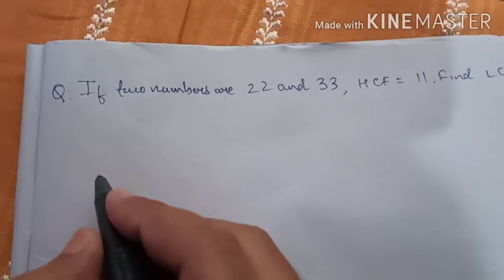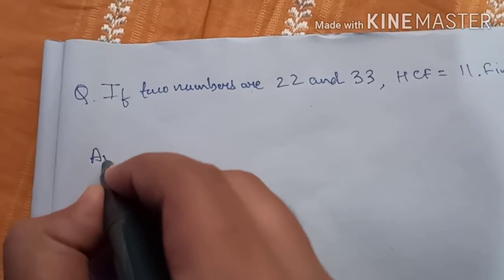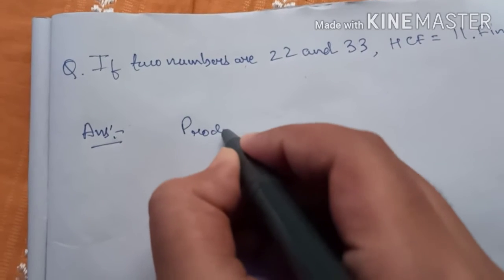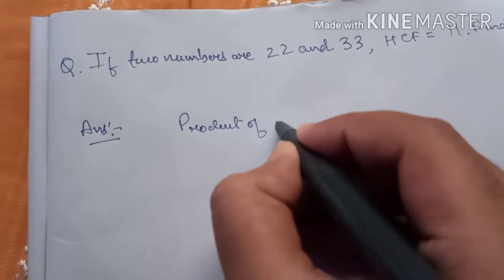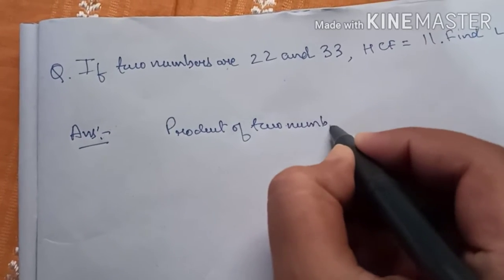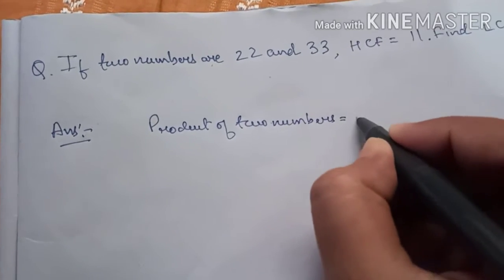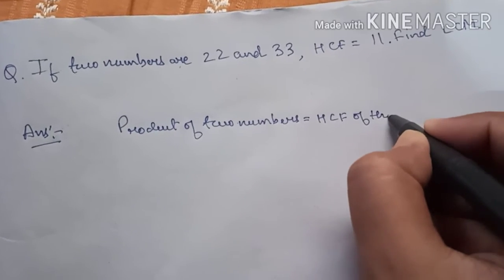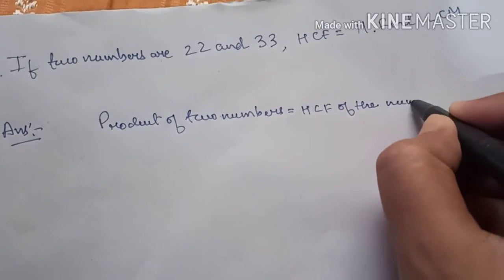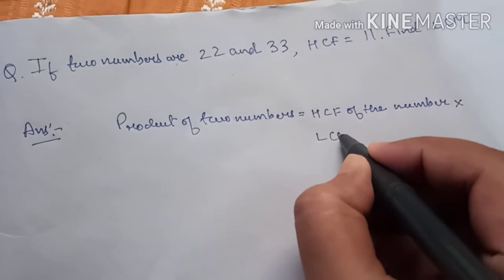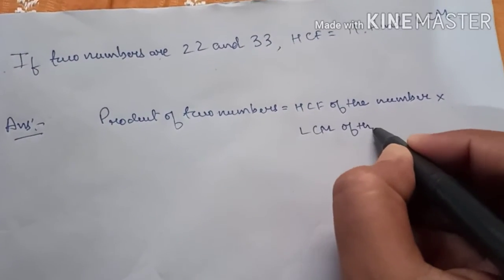So as we know the formula that product of two numbers is equal to HCF of the numbers multiplied by LCM of the numbers.